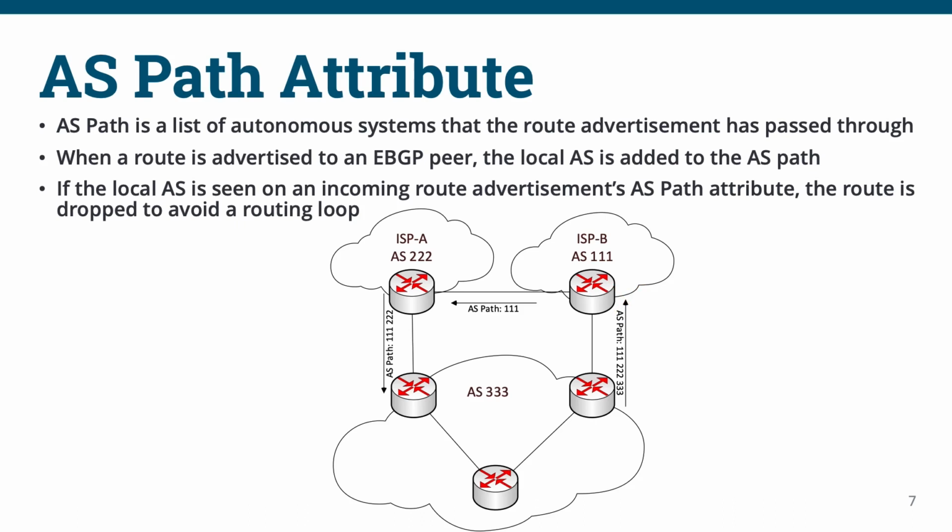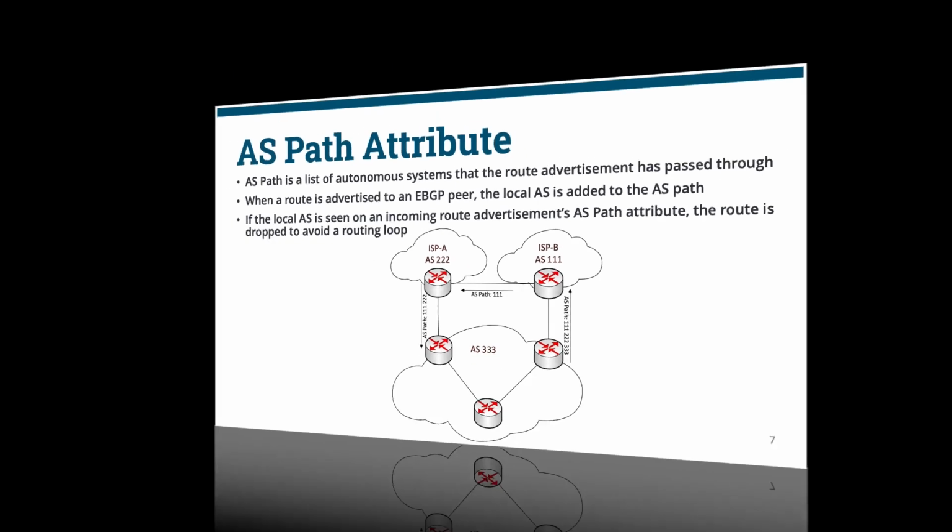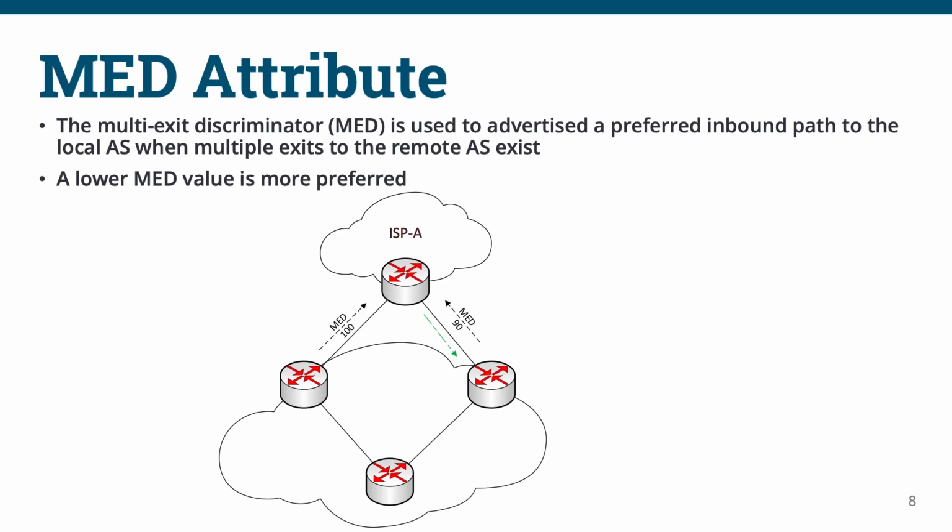Let's now take a closer look at another attribute that is used to influence inbound traffic flows, the multi-exit discriminator, or MED. The multi-exit discriminator, or MED attribute, is used to communicate to a neighboring AS that a particular exit from their AS into the local AS is more preferred. Consider the situation we see in the diagram below.